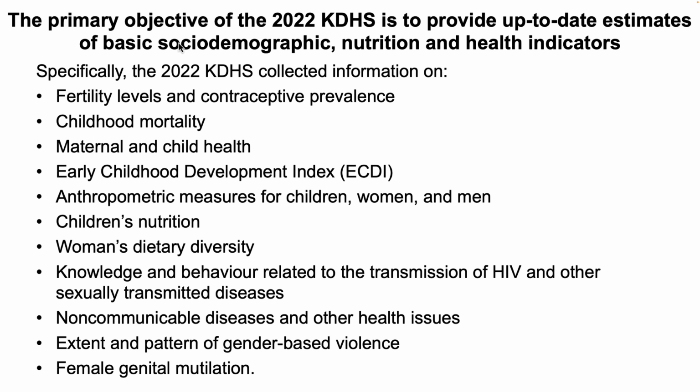So what are the main areas of focus of the 2022 Kenya DHS? In addition to information on the respondent's background and characteristics, the DHS survey captures information across many different realms, including fertility levels and contraceptive prevalence, mortality, childhood mortality, maternal and child health. Just going quickly down the list here, children's nutrition, knowledge and behavior related to HIV transmission and other sexually transmitted diseases, non-communicable diseases and other health issues. It doesn't say here, but it also gathers information on risk factors like smoking and alcohol use.